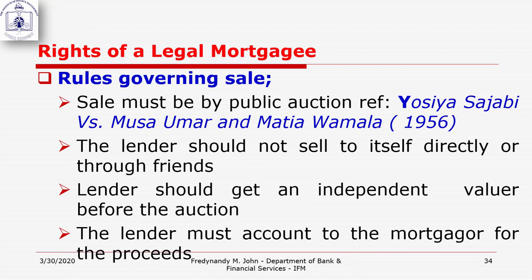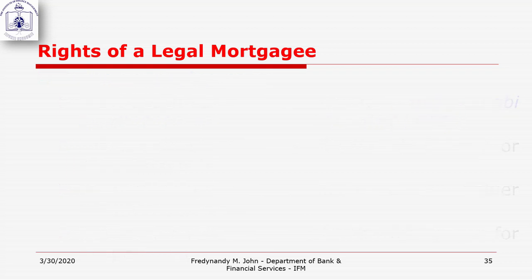Again, once the selling has been done, the lender, the bank, is supposed to inform the mortgager, that is the borrower, that this is the amount that has been realized from the selling of the property. And if there is some remaining, that is to say, once the lender has deducted the borrowed funds and administration costs, the rest of the money needs to be credited to the borrower.